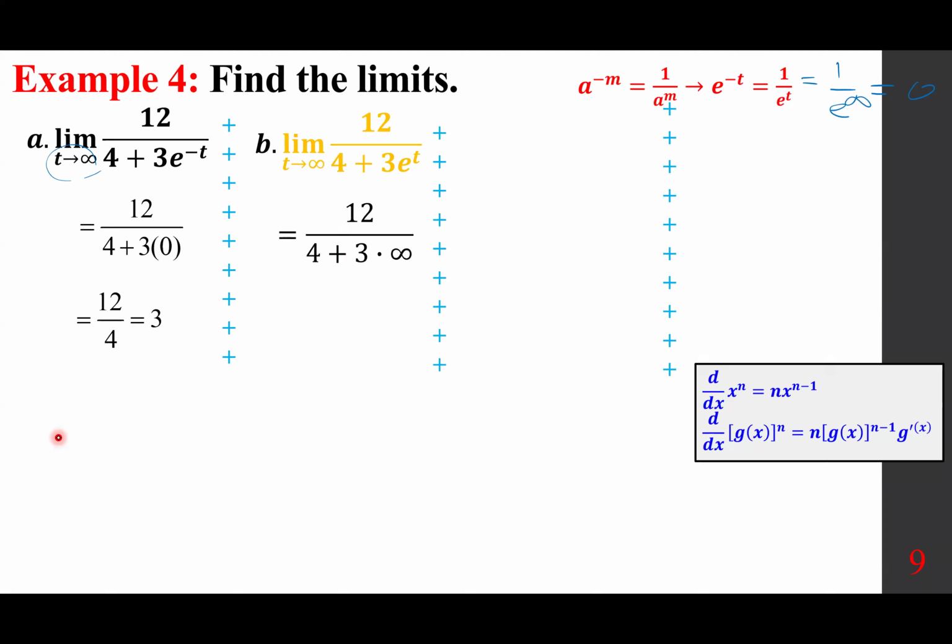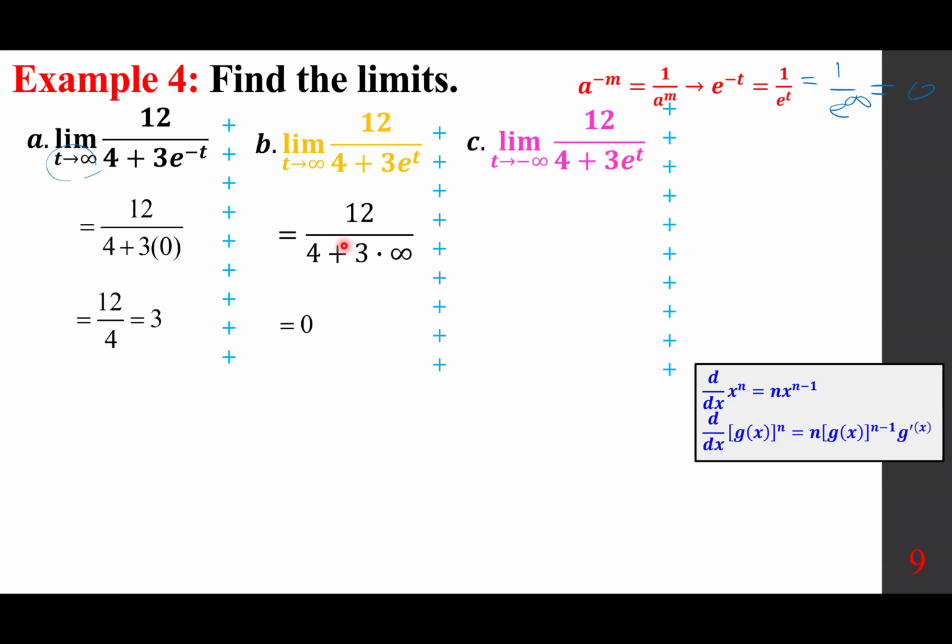Plug in, and e to the power of infinity is infinity. This one, e to the power of infinity is infinity. And so 12 is the numerator, the denominator is infinity, because 3 times infinity plus 4 is infinity. Infinity times any positive number is infinity. Infinity squared is infinity. Infinity times infinity is infinity. Square root of infinity is infinity. So it's 0, because it's a constant over infinity rather than a number.